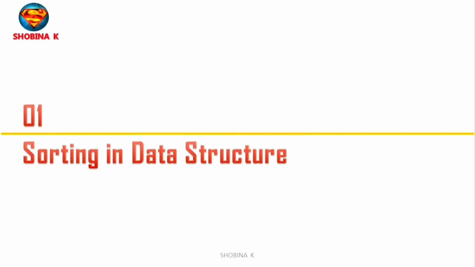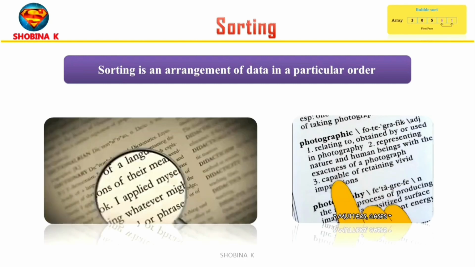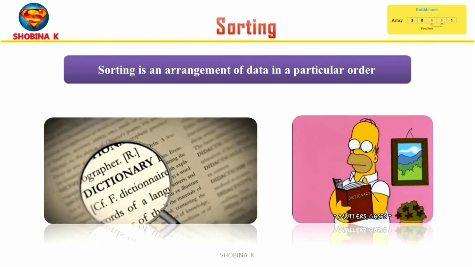First, what is sorting in data structure? The arrangement of data in a preferred order is called sorting in data structure. By sorting data, it is easier to search through it quickly and easily. The simplest example of sorting is a dictionary.